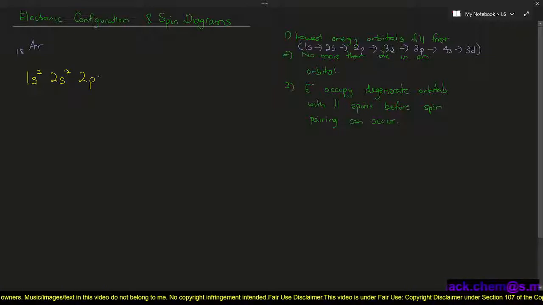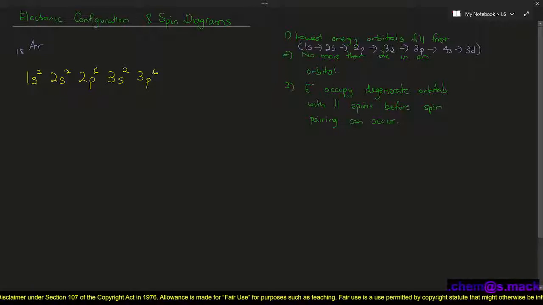6 electrons in total will fill into our 2p subshell. Each p subshell consists of 3 orbitals. These electrons will fill in singly with parallel spins before spin pairing can occur. So we have 6 in the 2p subshell. Electrons will fill into the 3s subshell. So we have 10 and 12. We just have 6 more electrons to go, and these 6 electrons will fill into the 3p subshell.